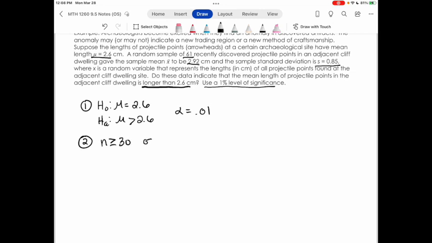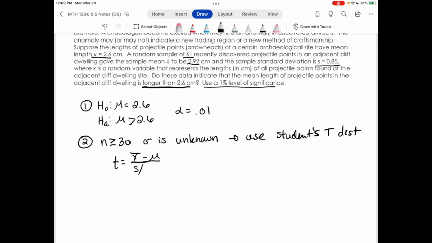So, because we are not given the population standard deviation, and because our sample size is greater than 30, because of these two reasons, we're going to use the student t-distribution, which means our test statistic is going to be t equals x bar minus mu over the sample standard deviation over the square root of the sample size.